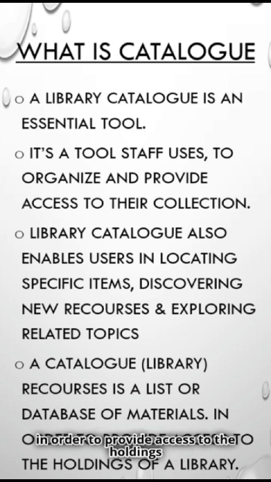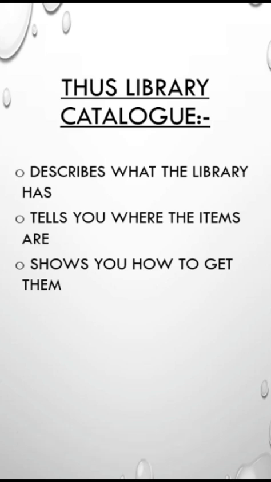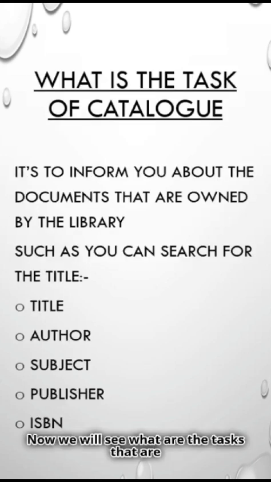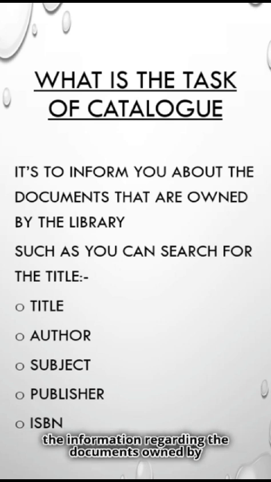In order to provide access to the holdings of a library, an index or list of available materials in the collection must be maintained. This library catalog describes what the library has, tells you where the items are, and shows you how to get them. Now we will see what are the tasks that are performed by the library catalog. As we know, it is basically about providing the information regarding the documents owned by the library.